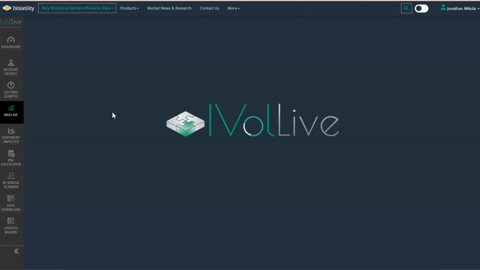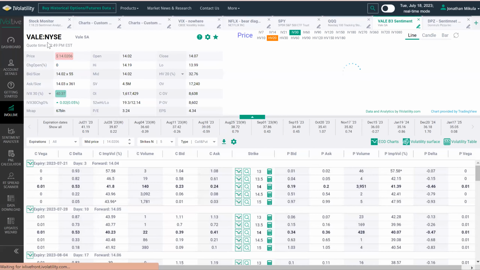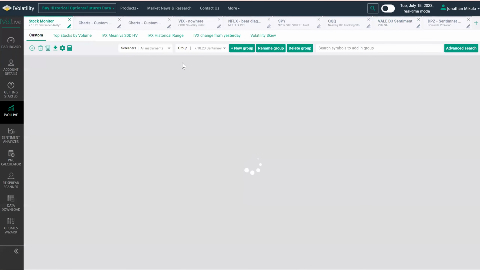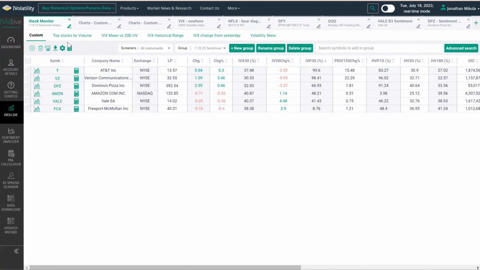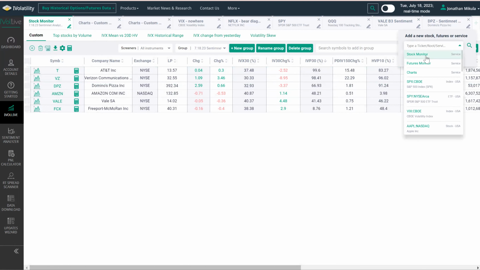One more thing I want to show here is another update we just added to make it easier to add names to your custom list. So again, here's our custom list. You can have as many stock monitor tabs as you want. All you need to do is hit that plus icon. So you can see you can add a stock monitor, futures monitor, charts tab.